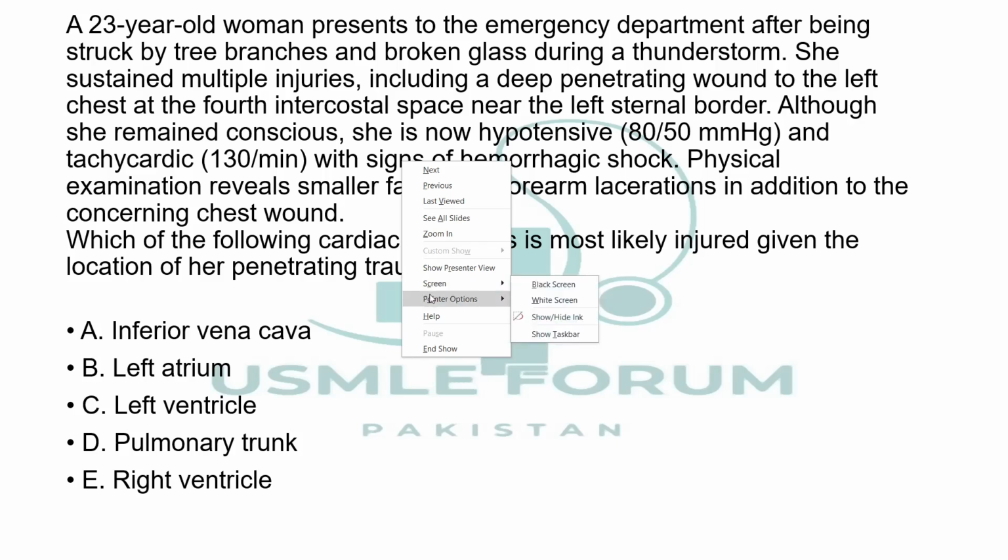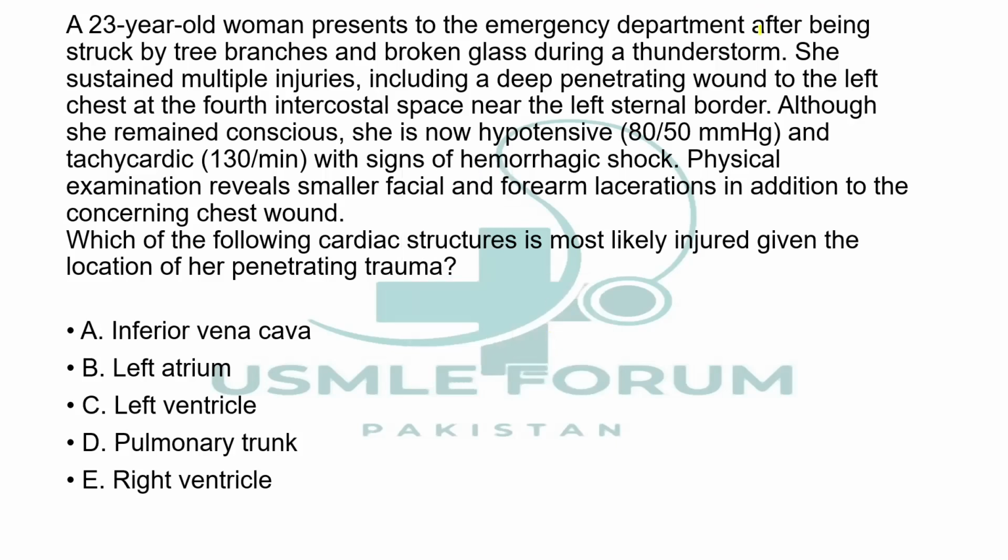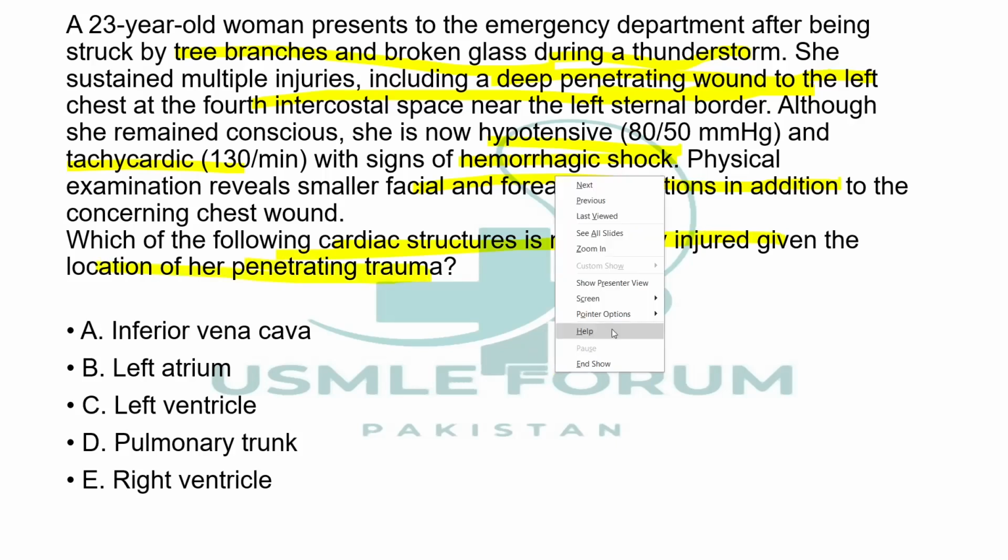Okay, so a woman presents in emergency after being struck by tree branches and broken glass in a thunderstorm. She has a deep penetrating wound to the left chest, 4th intercostal space near the left sternal border. She's hypotensive, tachycardic, with signs of hemorrhagic shock. Physical examination reveals smaller forearm lacerations. All right, which cardiac structure is most likely injured by her penetrating trauma?